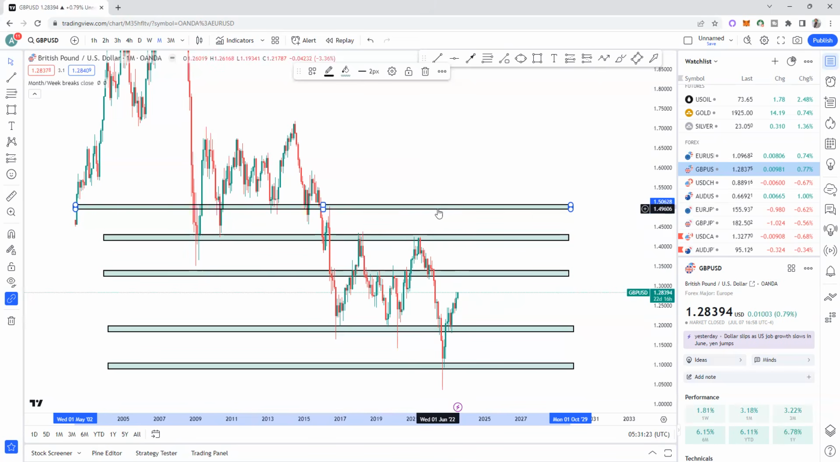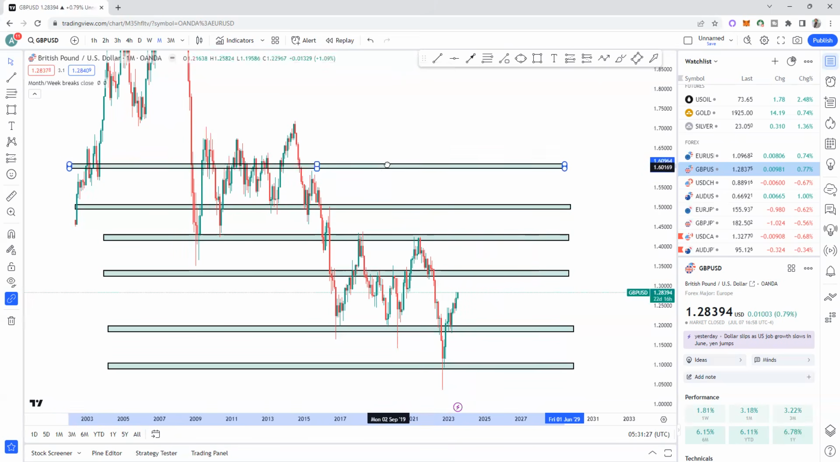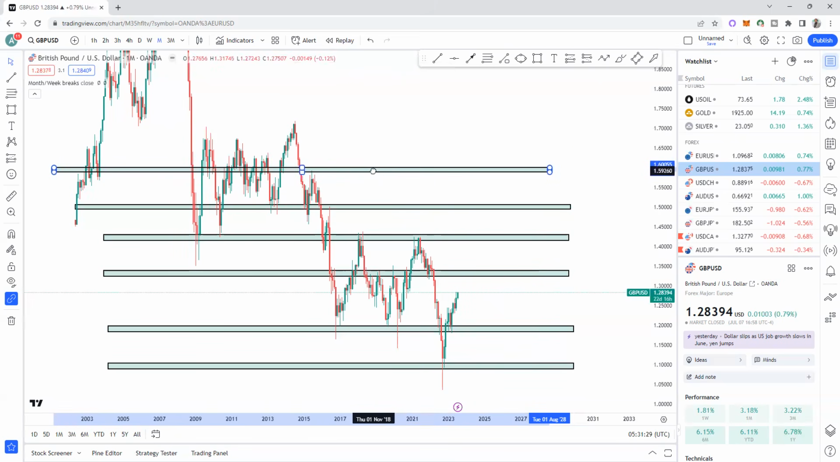All right. So another thing we want to do, so we've started identifying all those major support and resistance, right? Same thing, you want to clone another one. Let's do one more, okay? And that's it. So there's a resistance there. Now this is on the monthly time frame.